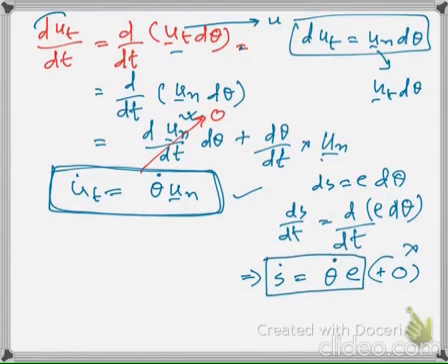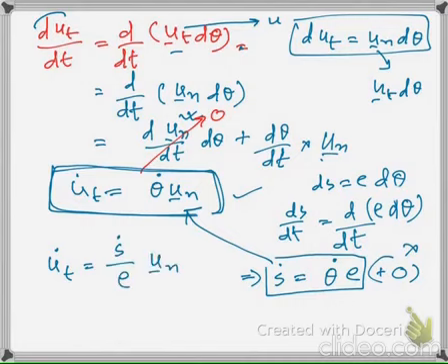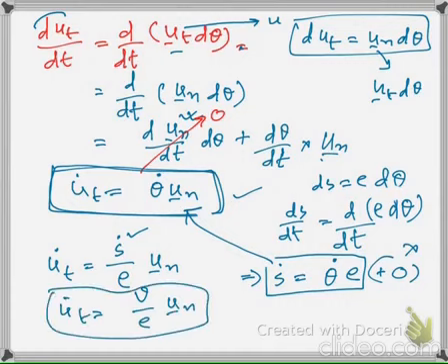Now if we plug this value in here of d theta, we can say ut dot equals s dot over rho multiplied by unit vector n. And we know that this is ds over dt, so that is velocity. So ut dot equals velocity over rho multiplied by unit vector n. So this is another important relationship.